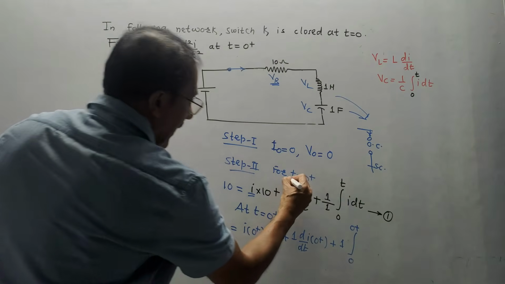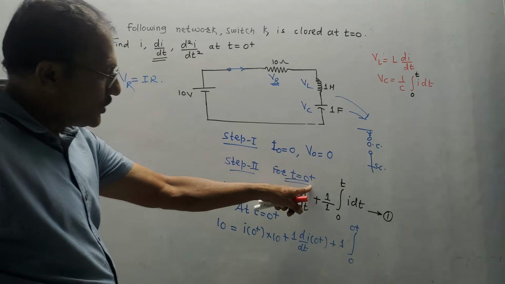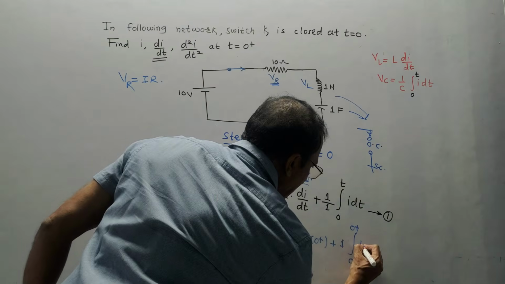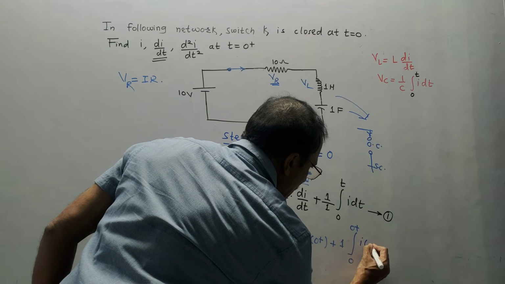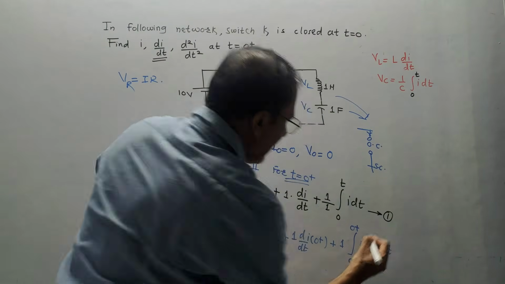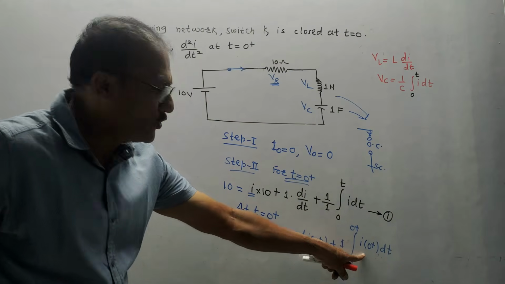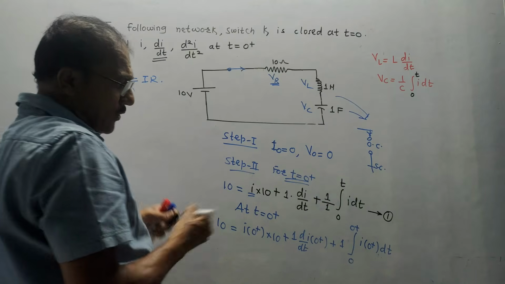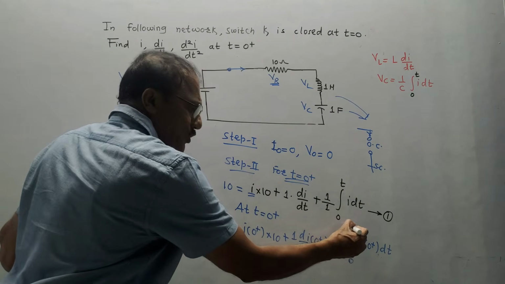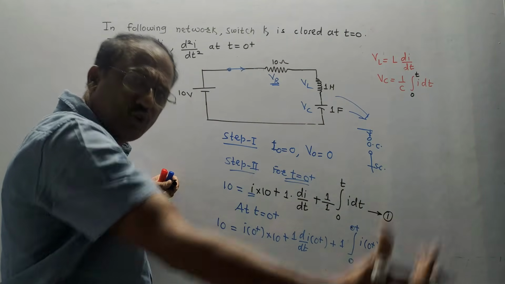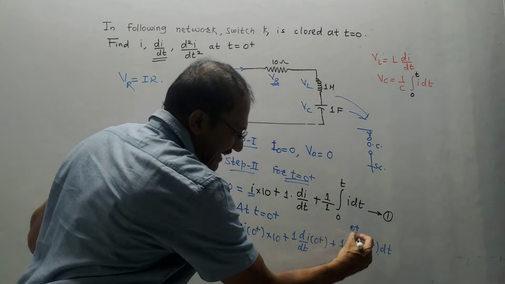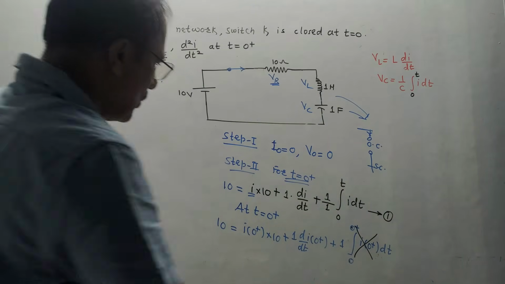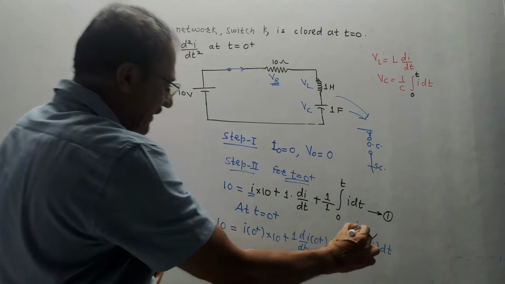So what am I doing? I am doing the calculation at t equals 0 plus. Wherever t is there, I have written 0 plus, and in place of I, I am writing I of 0 plus dt. Now, a very simple mathematical identity. If you are performing integration from 0 to 0 plus, that means approximately 0 to 0. If the lower and upper limits are the same, the integration gets cancelled. The answer of the integration is 0. So this term gets neglected automatically.